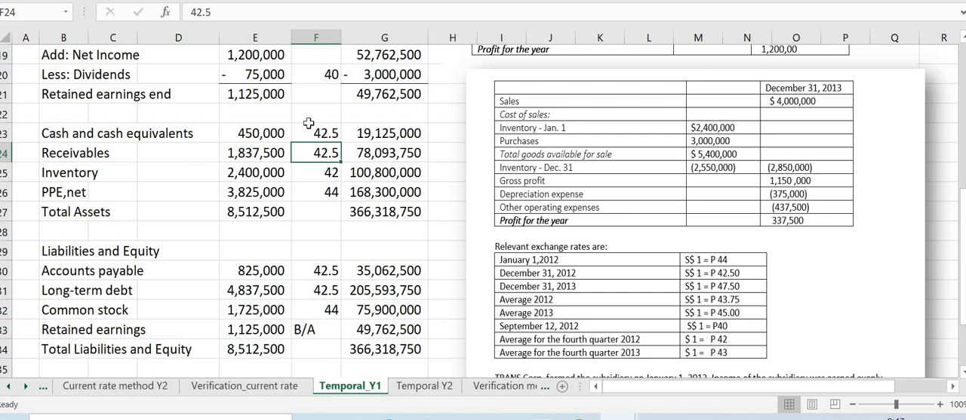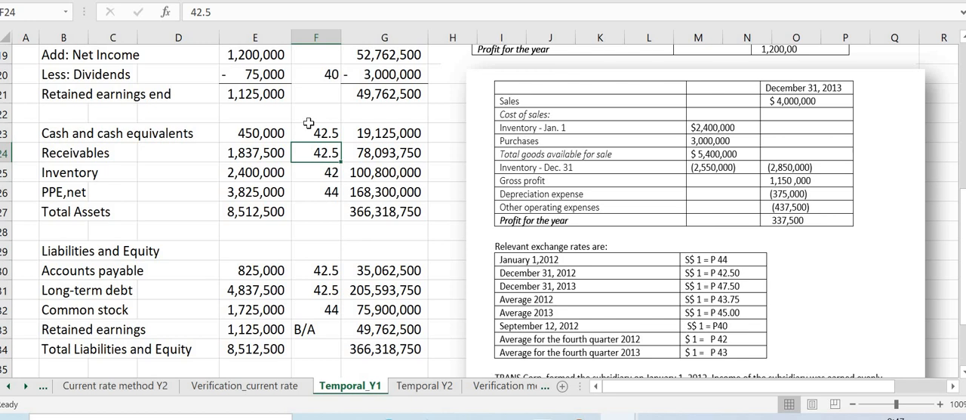The given data is 2 years. And in the previous video, we discussed the current rate method. But in this video, we shall be using the same illustration, but the temporal method, to translate this foreign currency financial statements into the representation currency of the Philippine parent.